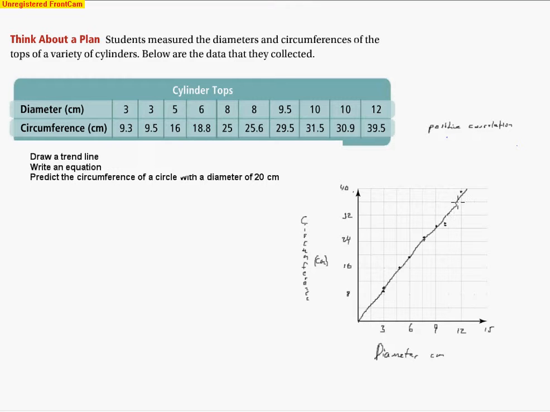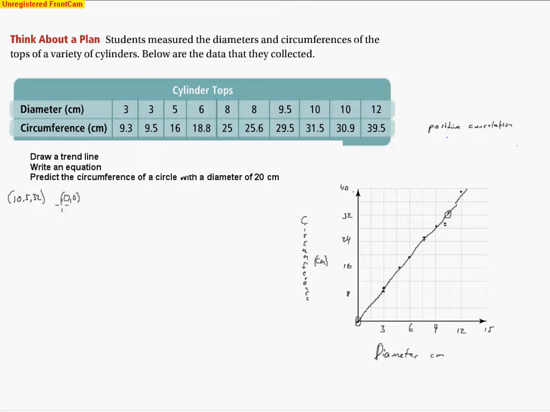And so I know it's going to end up going through the origin because it makes sense. If I have no diameter, I should have no circumference. That's one thing I do realize, and that's where I'll start. Now, when I look at this, it looks like it's going to end up crossing right about here. So I'm going to use that point, and I'm going to use the origin also as a point. This point is 10.5, 32, and then I'm going to use the origin of 0, 0.